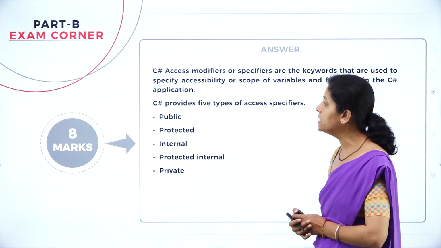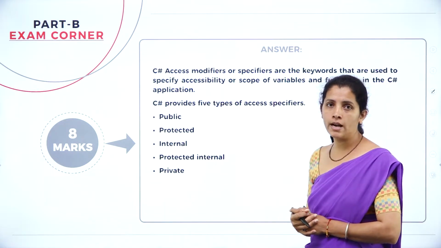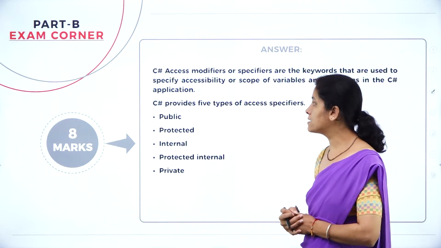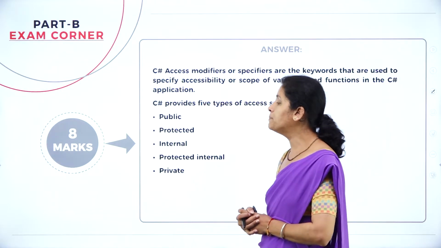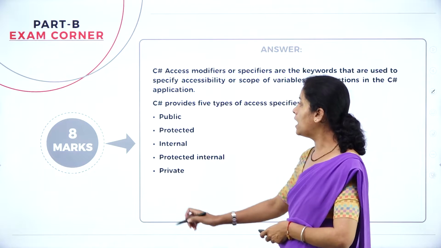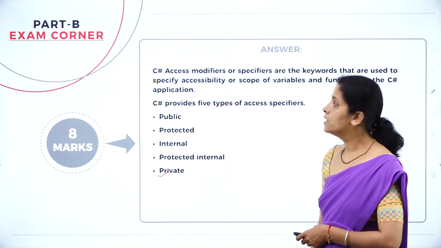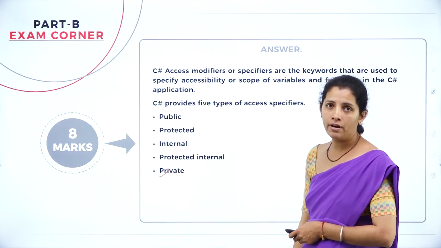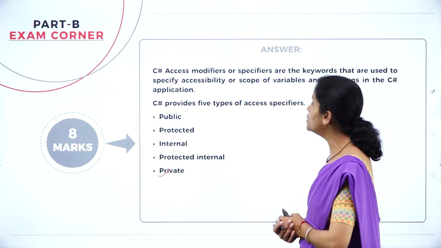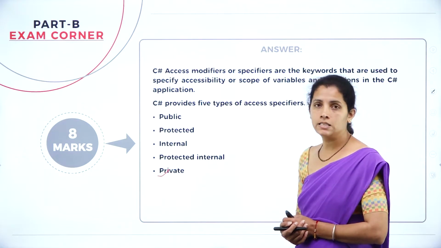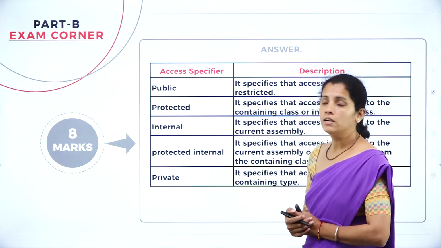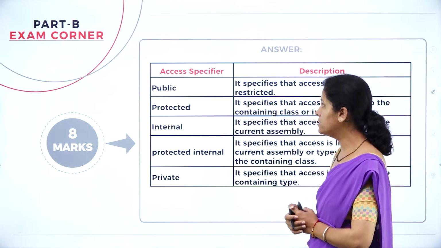So, dear student, if I consider C# programming, I'm going to have 5 different types of access specifiers: public, protected, internal, protected internal and private. Here, access modifiers or access specifiers are used to restrict the accessibility. Now, let me consider the different types of access specifiers.